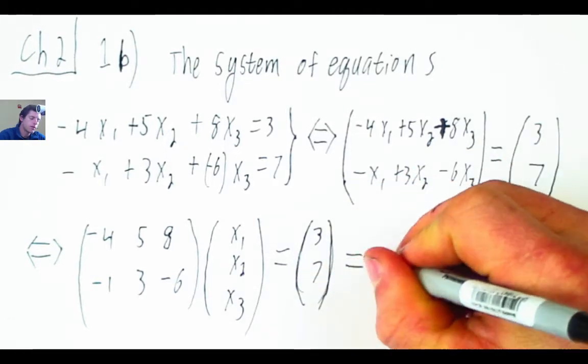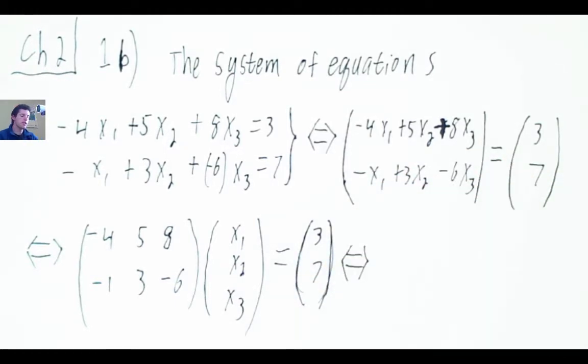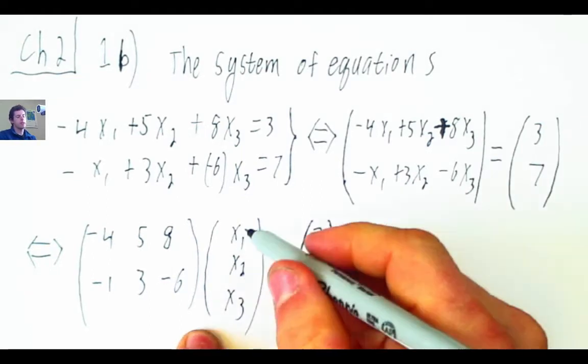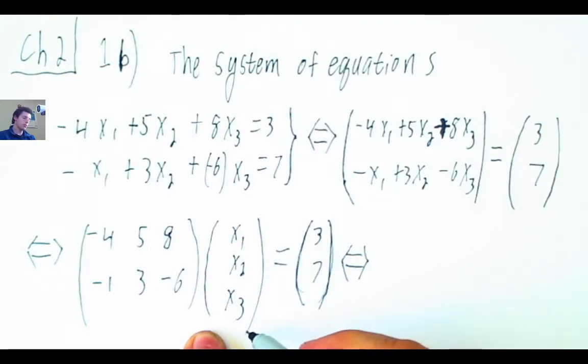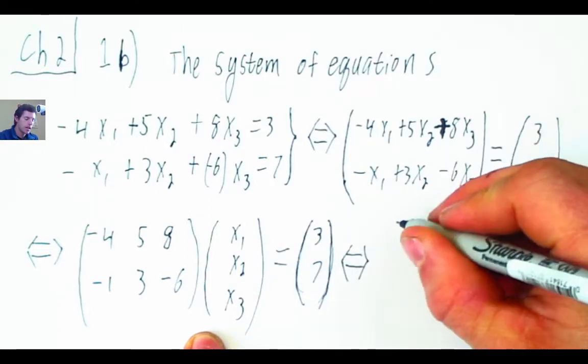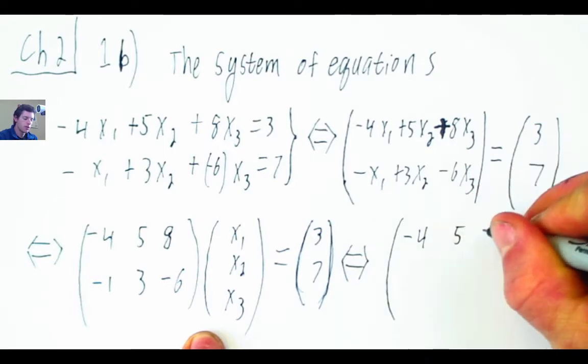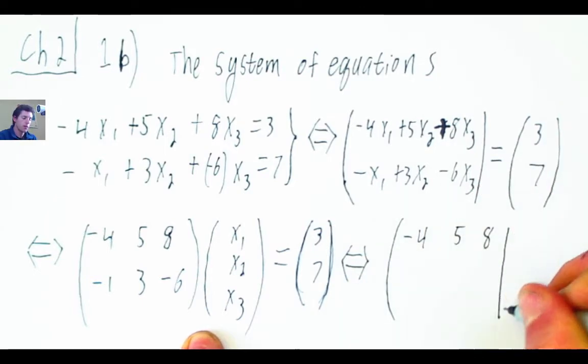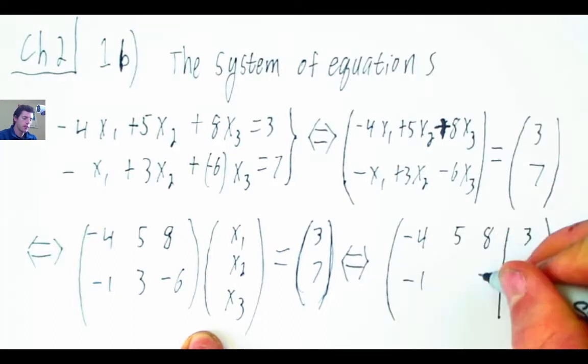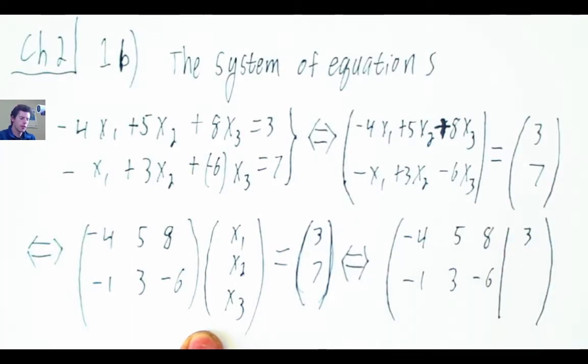And that, in turn, is equivalent to an expression that's even more compact, where we simply leave out the variables, the 3 vector with the variables in it, and the equal sign, and collect in all of the relevant numbers into some very minimal notation. An augmented matrix. Negative 1, 3, negative 6, and 7.